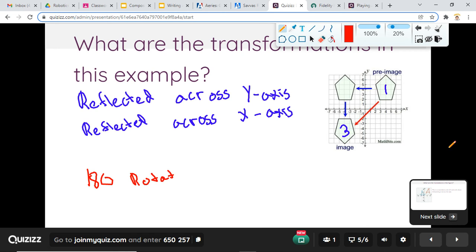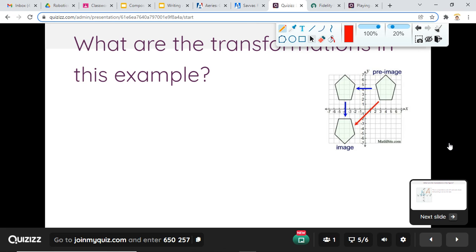And it turns out that whenever you reflect your figure twice across two axes, where you go y-axis and then x-axis, you get a 180-degree rotation. But in this one, if we want to talk about it as the sequence of transformations, or as the two transformations, then this would be a reflection across the y-axis followed by a reflection across the x-axis. All right, let's go into an example here.